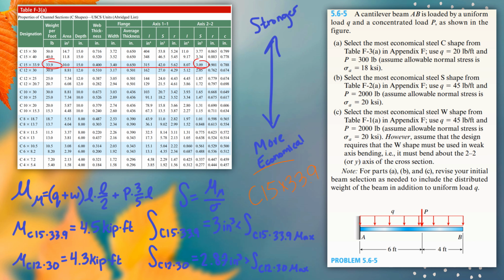Anyways, for part A, you get the C15 by 33.9, since that ends up being the most economical channel that is also strong enough for our needs. And I don't want to do this 2 more times, so I'll let you do the exercise and I'll tell you what the answers are, and you can compare your work and see if that's what you get.